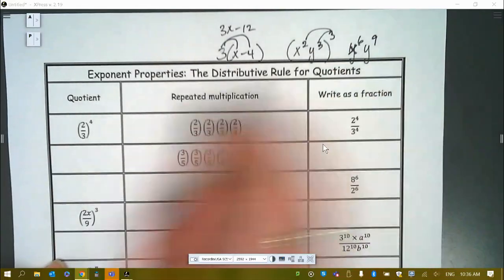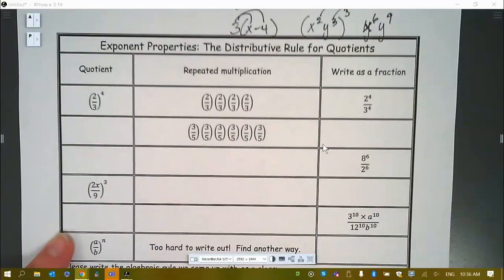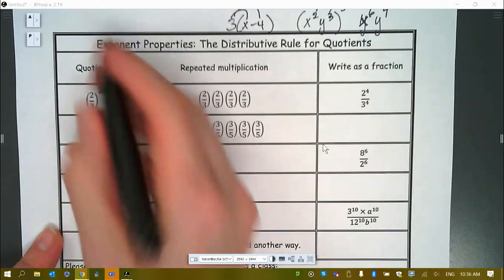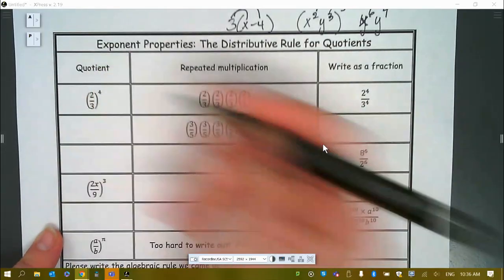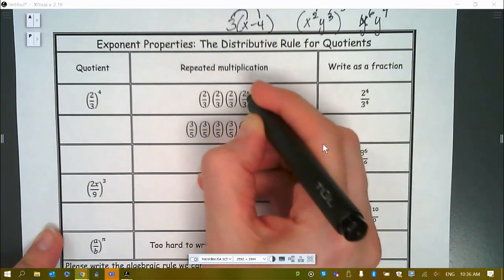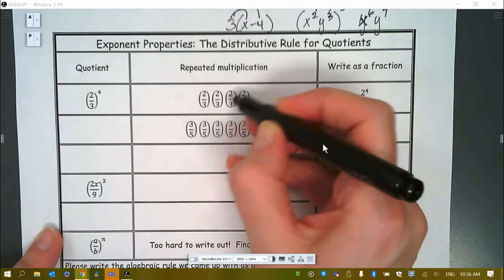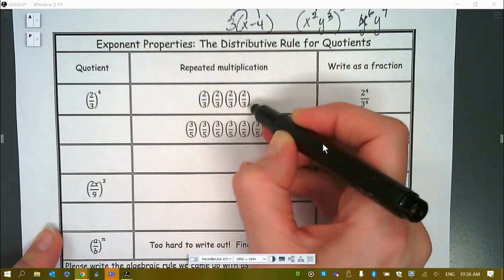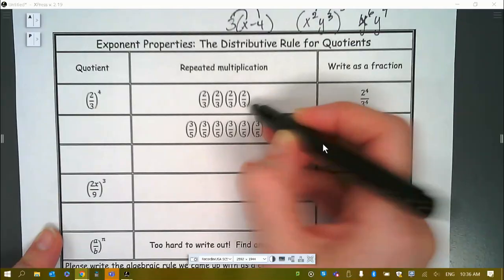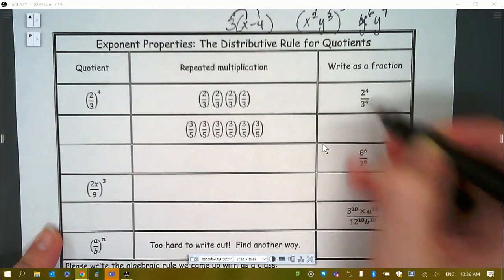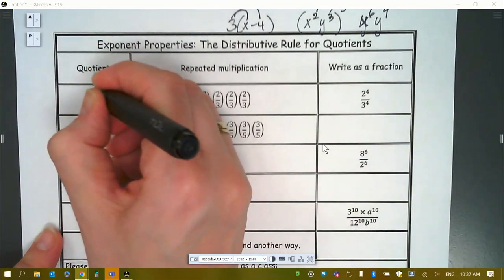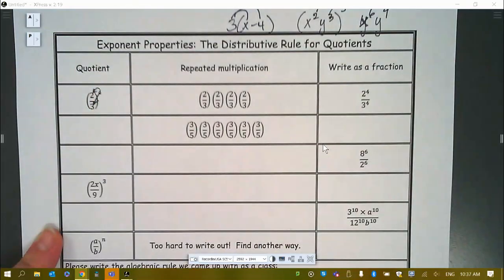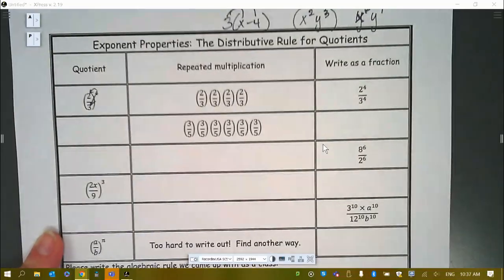Just like that, we're going to talk about what happens when you have a distributive rule applied to a division problem. Well, this is 2 to the 4th and 3 to the 4th. So that's 2 times 2 times 2 times 2, or 2 over 3 times 2 over 3 times 2 over 3 times 2 over 3. So total I have 4 2's and I have 4 3's, right? So 2 to the 4th and 3 to the 4th is what I have. So this 4 gets given to the 2, but it also gets given on the bottom to the 3, right? It gets distributed to each part inside the parentheses.